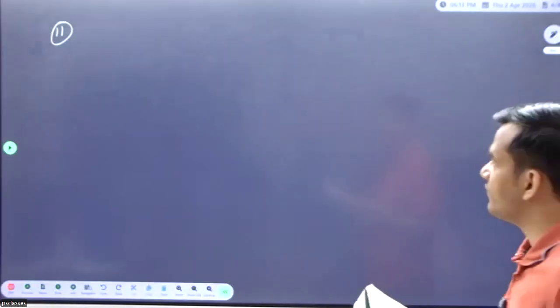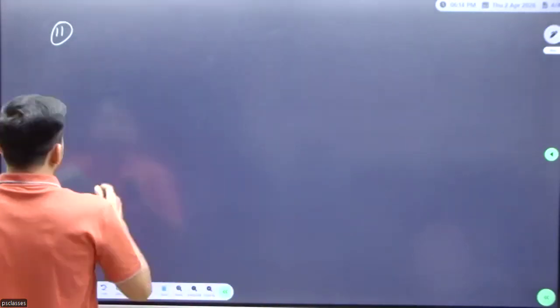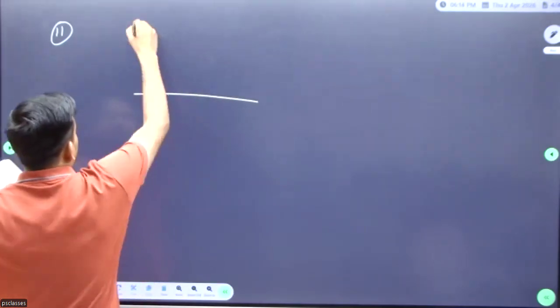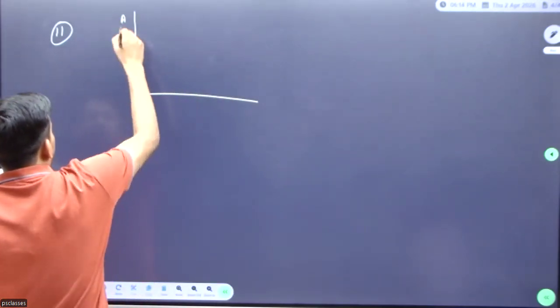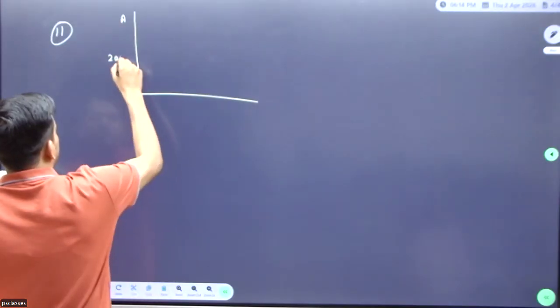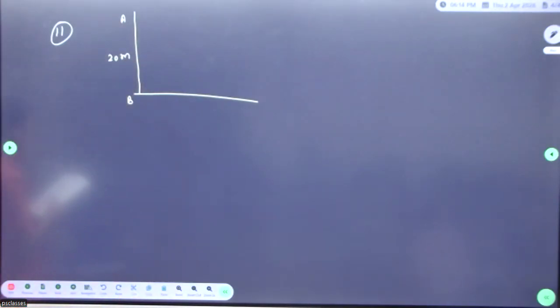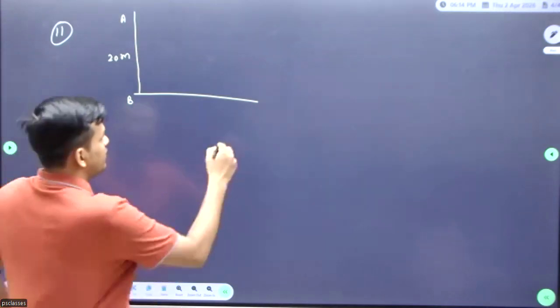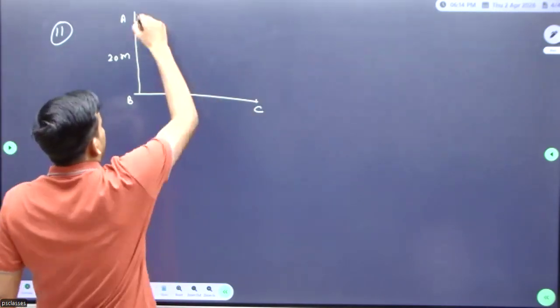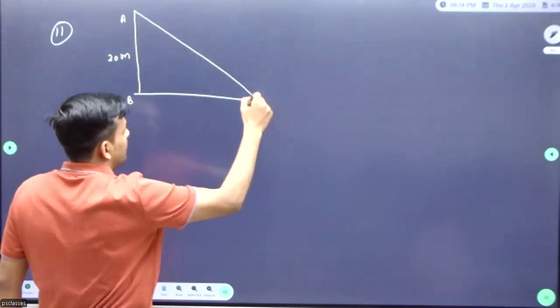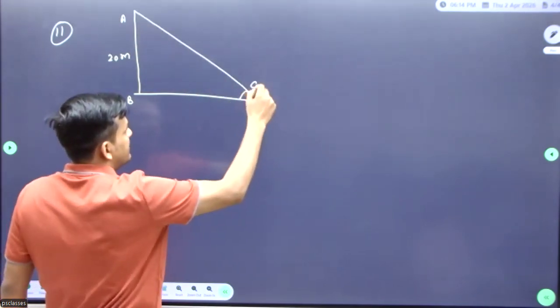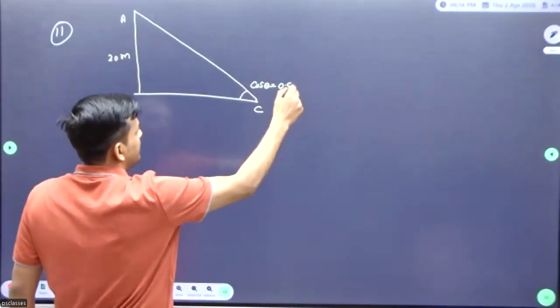A vertical tower is 20-meter high. So let's say this is the vertical tower AB and the height of AB is 20 meter. A man is standing at some distance from the tower and knows that the cosine of the angle of elevation of the top of the tower is 0.53. So suppose the man is at point C and this angle, cos theta, is equal to 0.53.